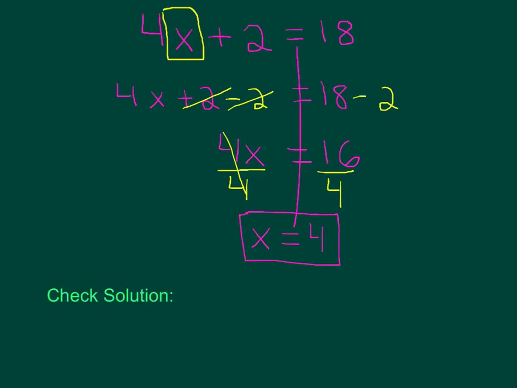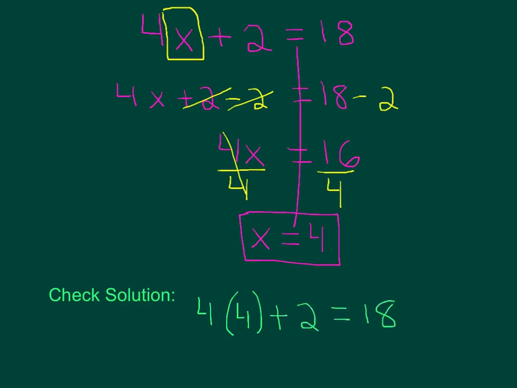Don't forget to always check your solution where you plug your answer back in. So 4 times x, which my x is also 4, plus 2 equals 18. And then check: 4 times 4 is 16, plus 2, which is 18, so it works.